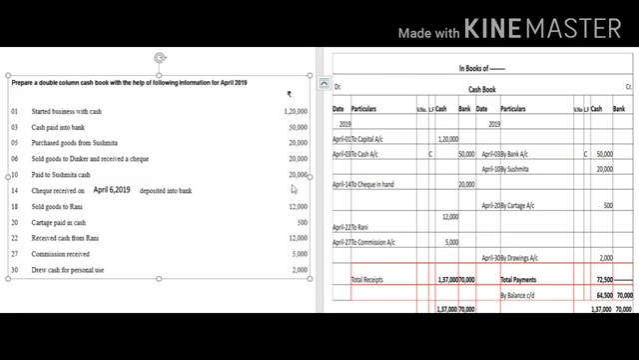Paid to Sushmita cash. You are making payment, so you will show on the payment side by Sushmita. And how are you making her the payment? In cash, so you will write down the amount in the cash column. Next, check received on April 6, 2019 deposited into bank. So its entry will be bank account debit to check in hand. So bank balance will increase, and here you will write down to check in hand.